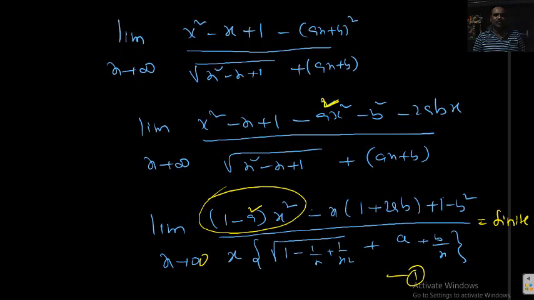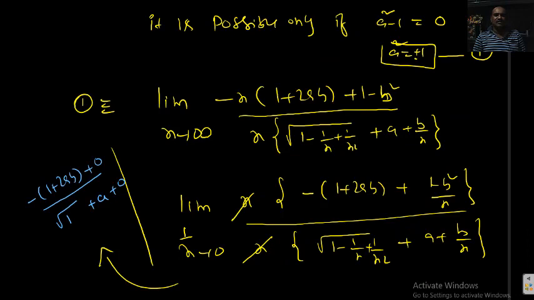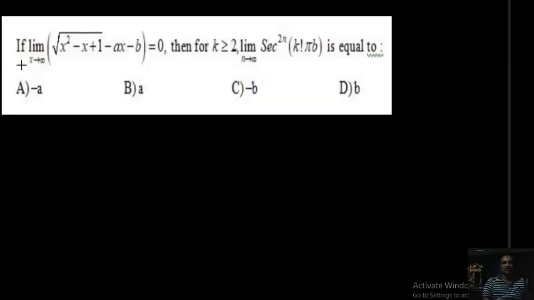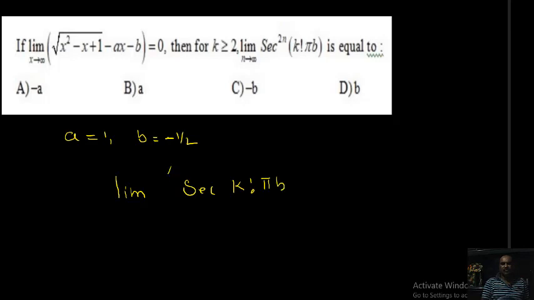Only the a and b values are complete. The problem is not yet completed. Just remember these values. Now I want to complete the problem. Okay, students, what did you get? a equal to 1, b equal to minus 1 by 2. So actually what should we find? The limiting value of secant of k factorial into pi b, whole power 2n, where n tends to infinity.